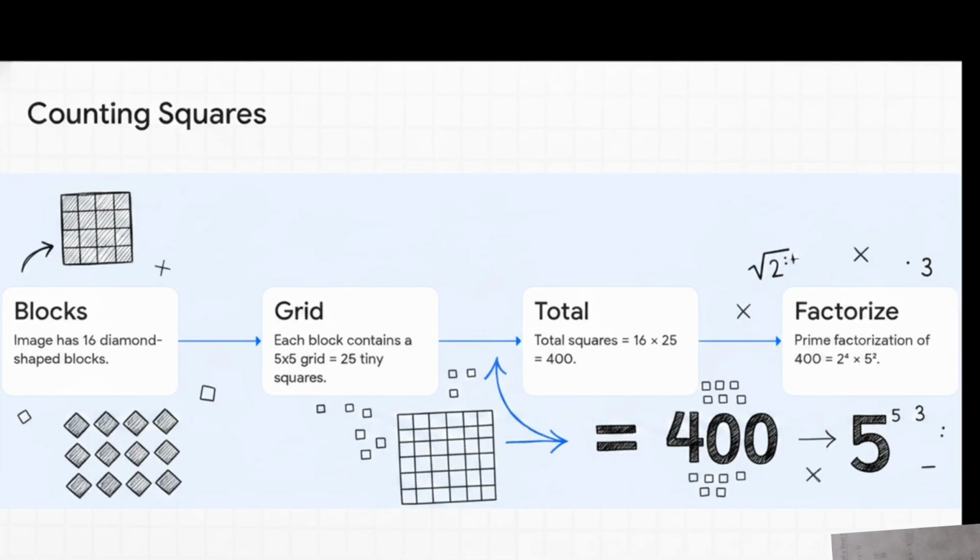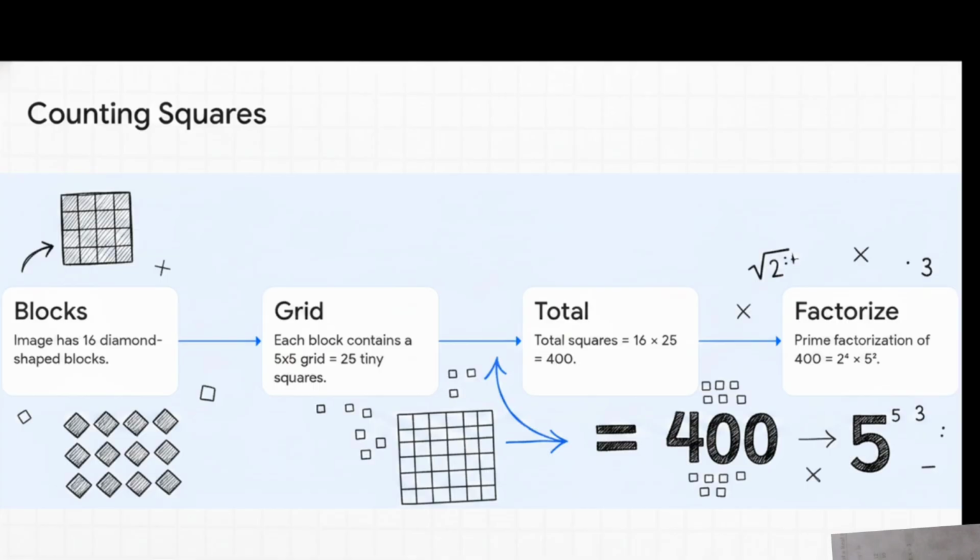Observe, the image has 16 diamond-shaped blocks. Just count those big blocks first. Now look closely at one block. Each block contains a 5 by 5 grid, which means 25 tiny squares per block. Total squares means 16 blocks into 25 squares each, which gives us exactly 400.